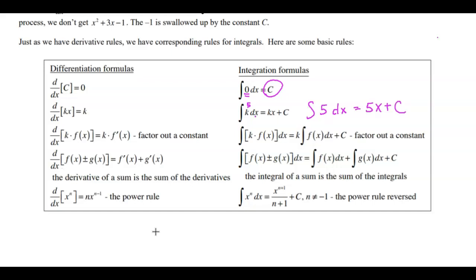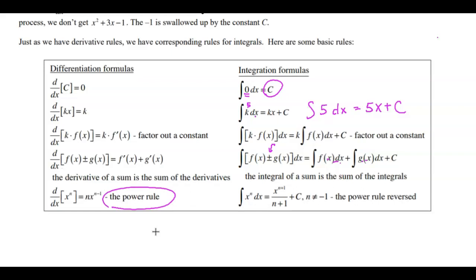If we have an integral that has a number being multiplied in front, it's the same thing as a derivative. You can factor out that constant, integrate your function, and then multiply it back together. We can add or subtract different functions and do them separately. That's what this means. And then this is going to be the power rule for integrals. This is the first rule that you're going to memorize.